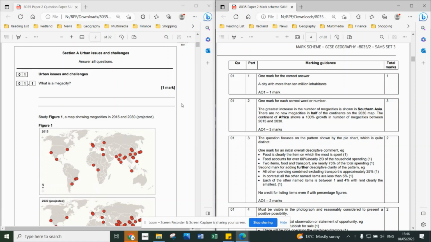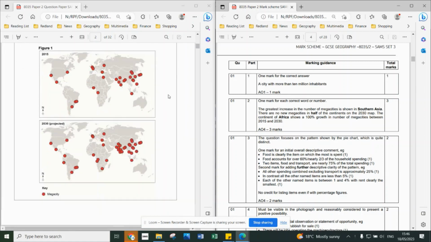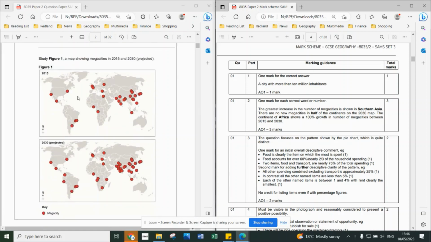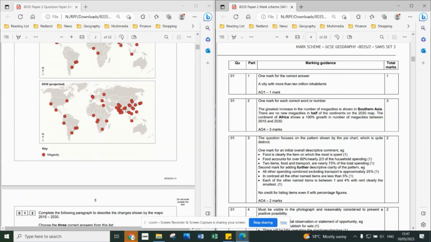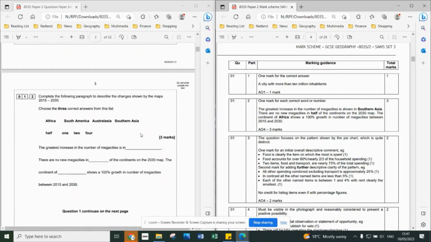You're then shown a figure 1, which shows megacities in 2015 and 2030. You can see the number has changed significantly. In red are all the megacities, and question 1.2 says, complete the following paragraph to describe the changes shown by the map 2015-2030. Choose 3 correct answers from this list. The 3 correct answers here are Southern Asia. So the greatest increase in the number of megacities is shown in Southern Asia. You can clearly see down there, Southern Asia has got a huge increase.